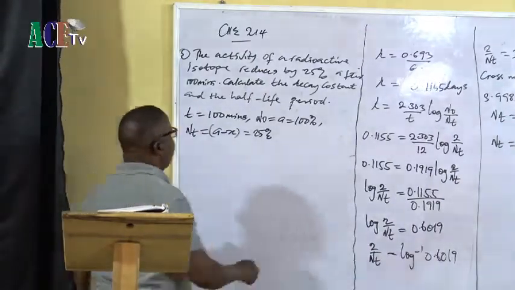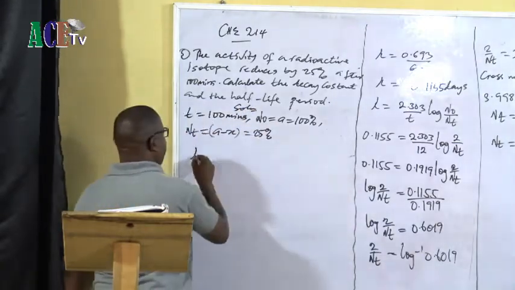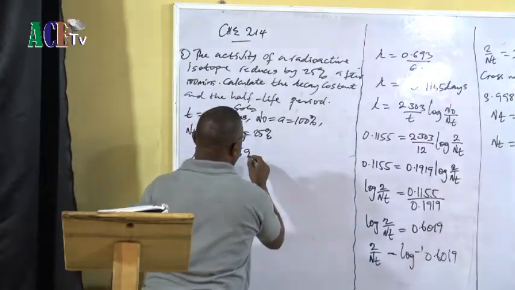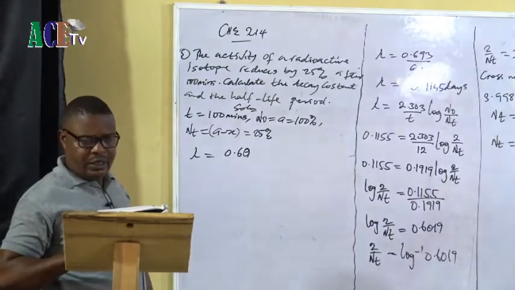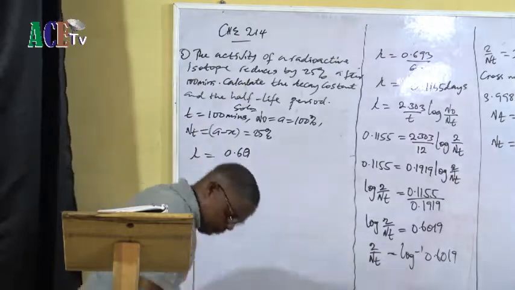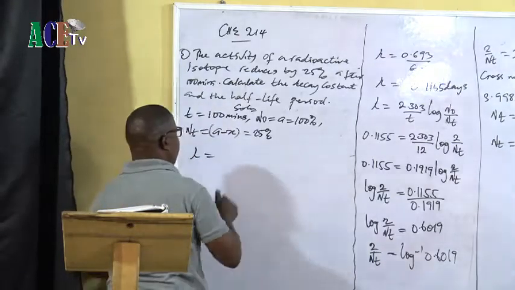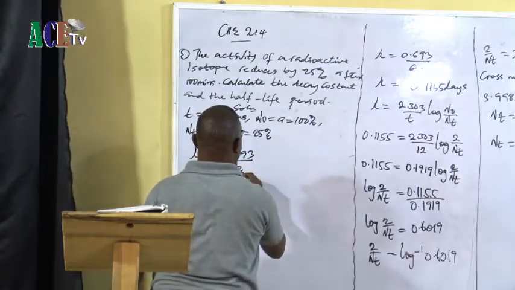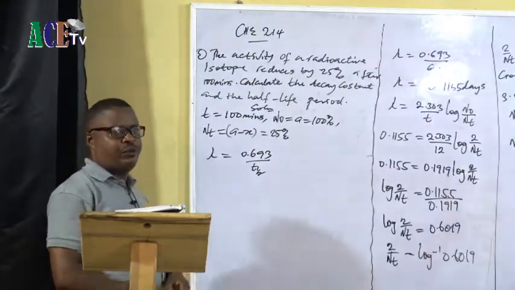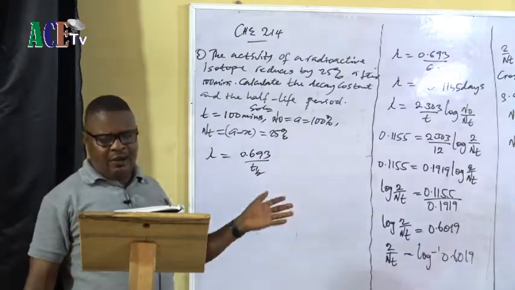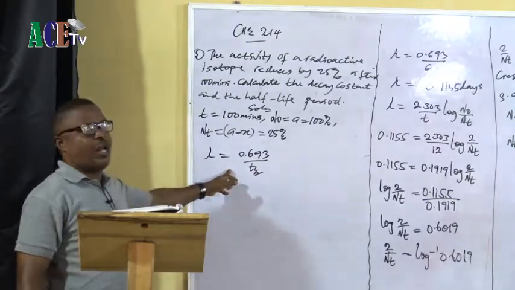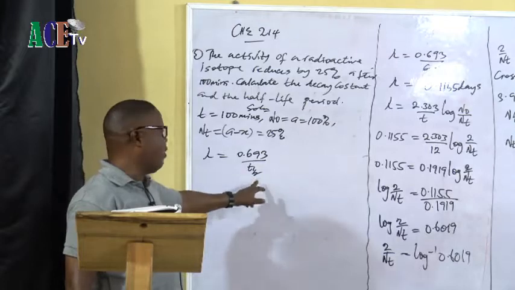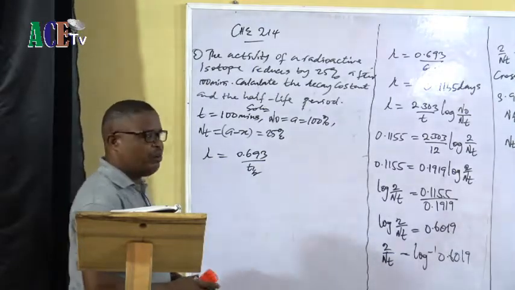Now we have to calculate the decay constant. The decay constant is lambda, which is 0.693 divided by T half. According to this question, we are not given the T half, so automatically this formula cannot be made use of. It is a relationship between the lambda and the T half. If the T half is given, this formula can be made use of.